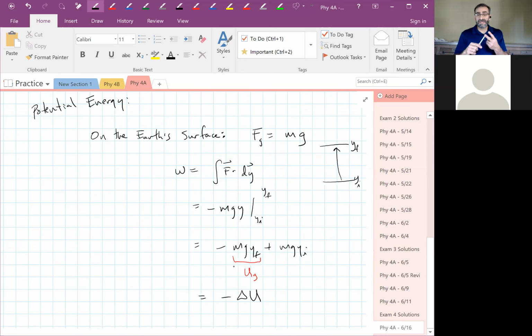The second one we saw was spring potential energy. Spring potential energy also is a conservative force. And the next one you're going to see in physics 4B is the electric force, which is also a conservative force, and we're going to get electric potential energy.